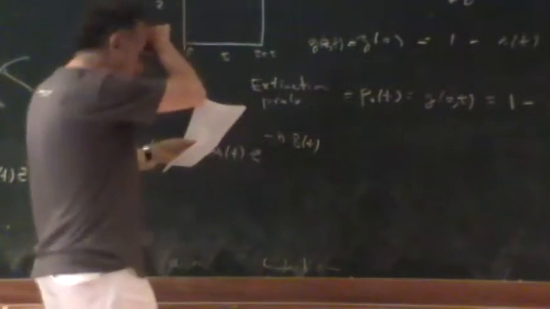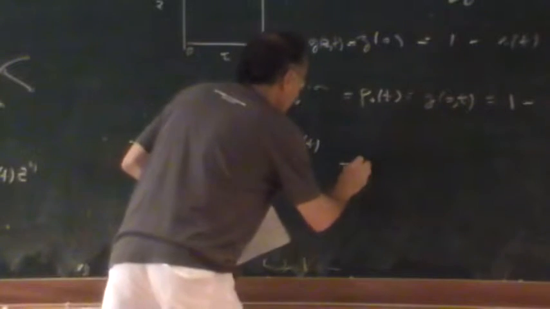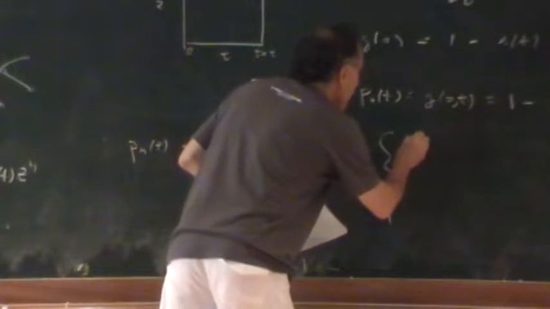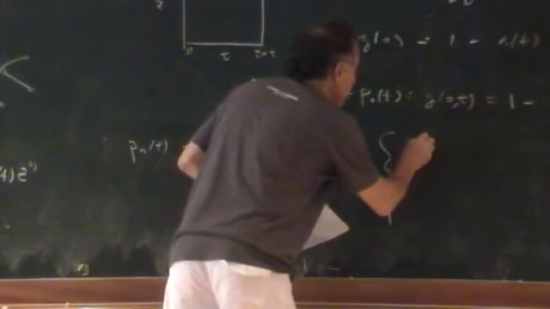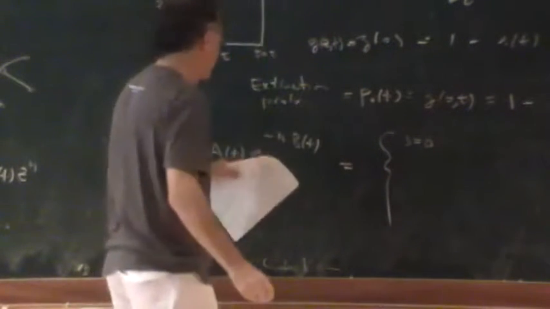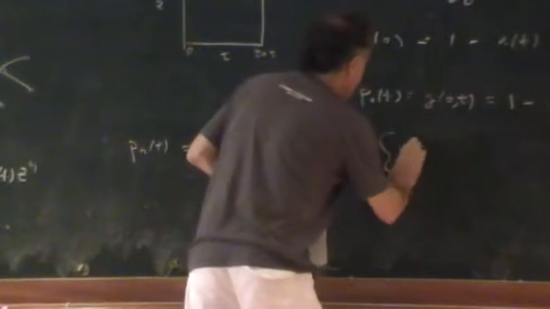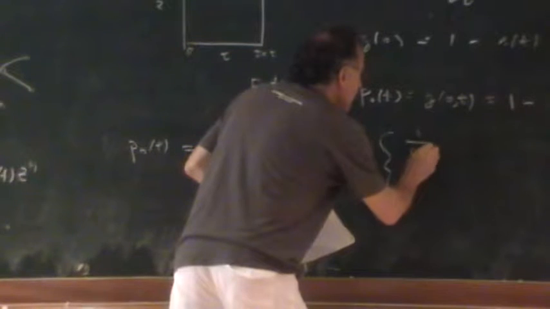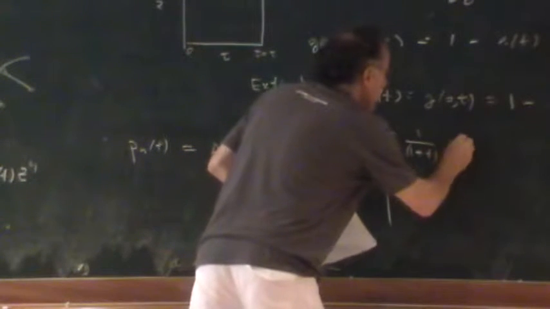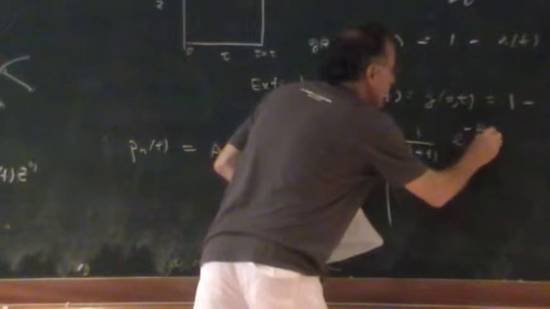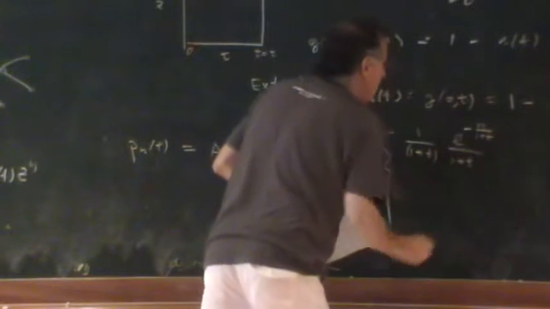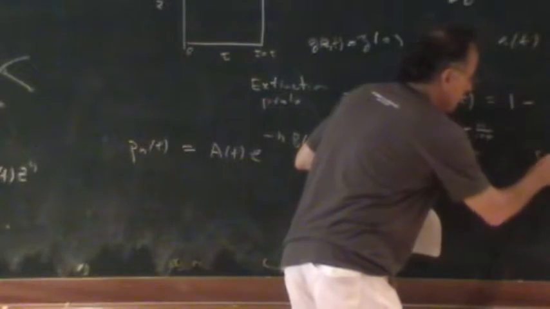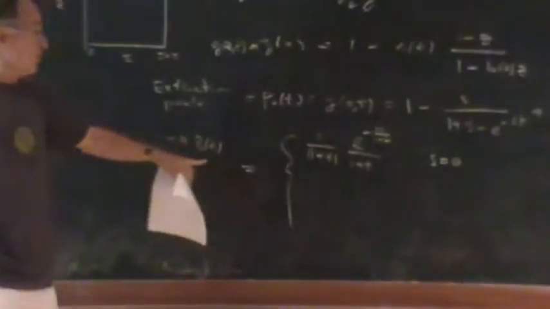I'll just give you some cases. So for S equal to 0, this will behave as (1 plus t) e to the minus n over (1 plus t). So this is S. That's the neutral case.